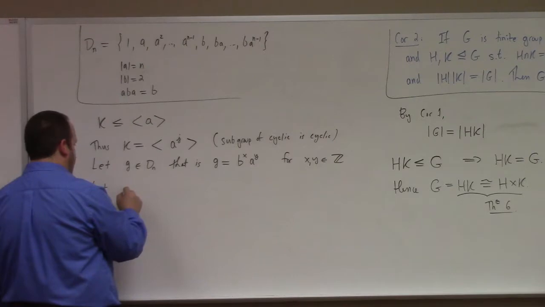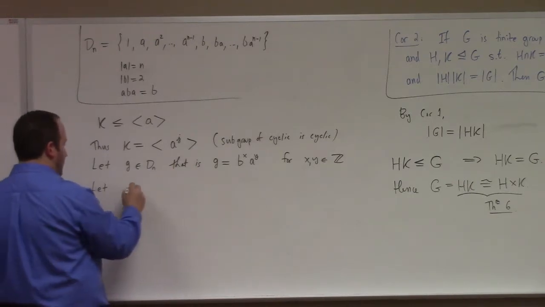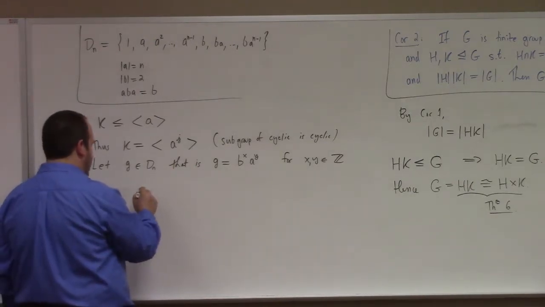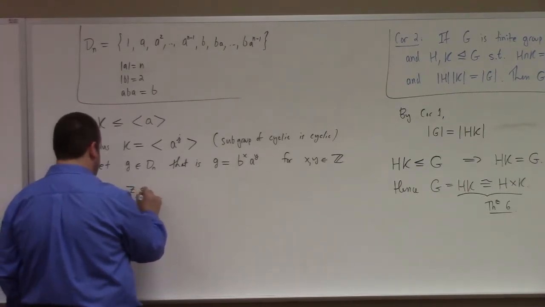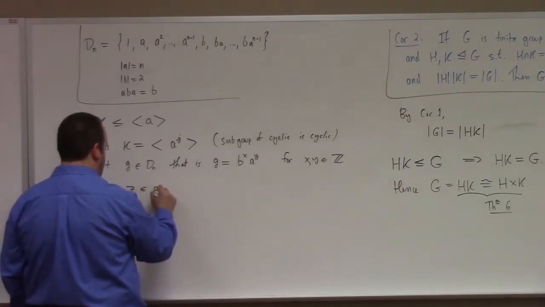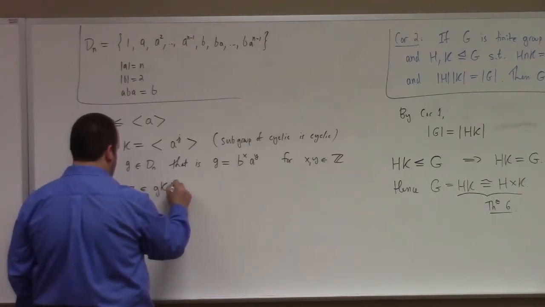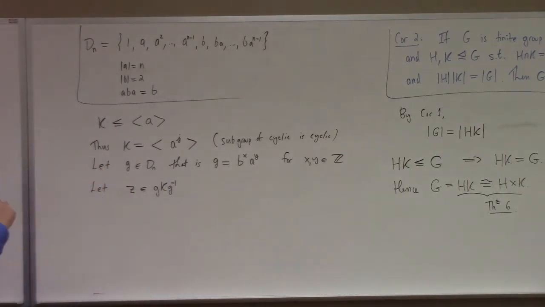I'm trying to think what's the right way to proceed here. I got a lot of different things going in my mind. I'm going to try to do, let's let, run out of letters here, Z be an element of G, K, G inverse, right? My goal is to show that Z is an element of K. If I can do that, that shows that K is normal, right, since G is arbitrary. So what does this Z look like?